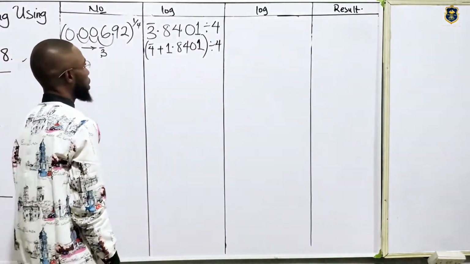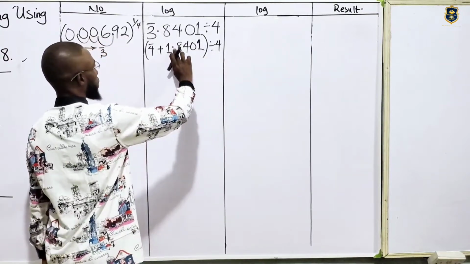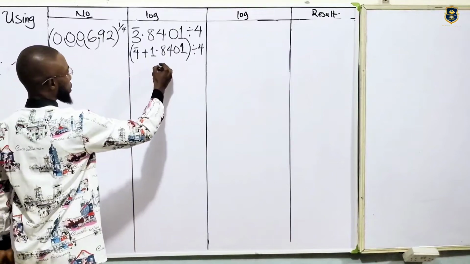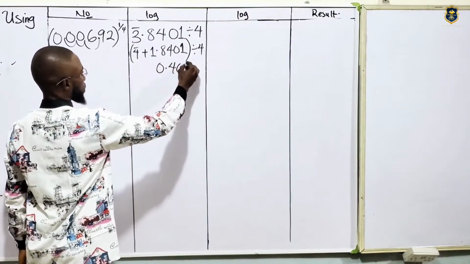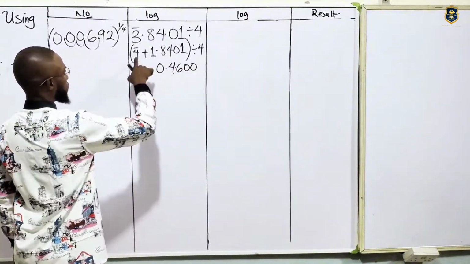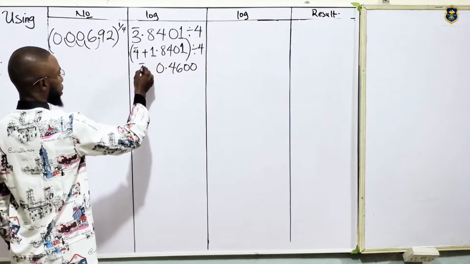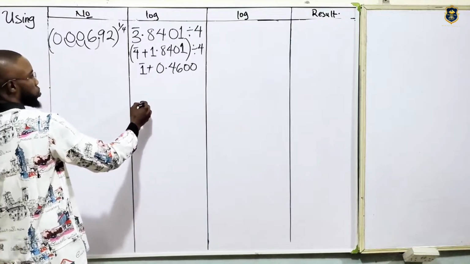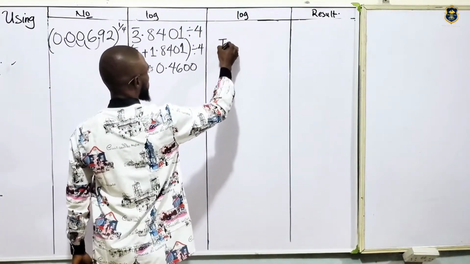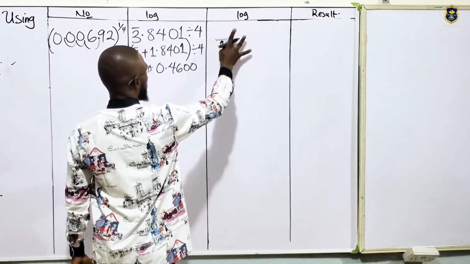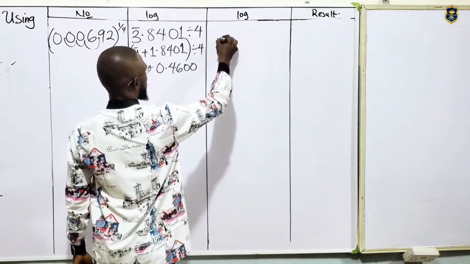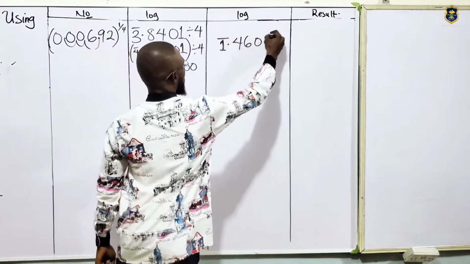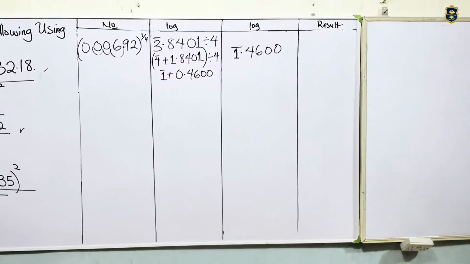So let's do this separately now. Let's divide 1.8401 by 4. We are going to get 0.4600, and bar 4 divided by 4, we are just going to get bar 1. So if we add bar 1 to 0.4600, our answer is going to be bar 1.4600. That's the first thing there, right?